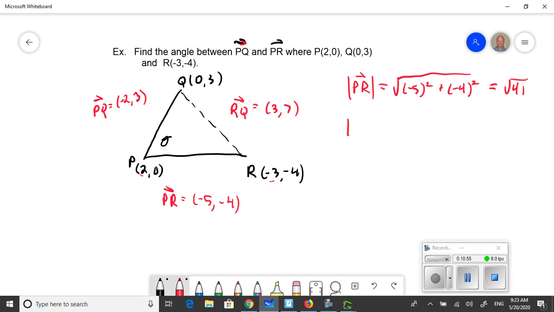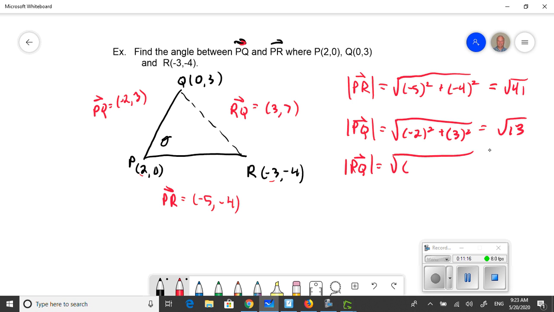Okay. PQ, let's do PQ next. That'll be negative 2 squared plus 3 squared. That's 4 and 9, that's 13. Okay, square root 13. And then RQ is 3 squared and 7 squared. 9 and 49 is 58. If I did my math correctly, I'm just going to check this. Okay, so I've got square root 13, square root 41, and square root 58.